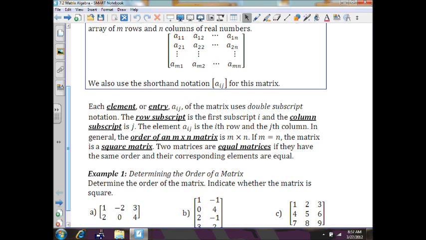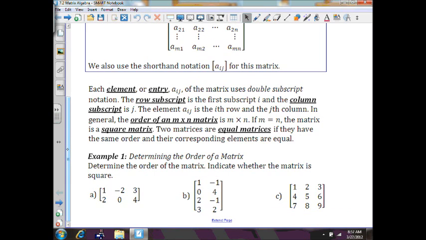In general, the order of an M by N matrix is M by N. If M does equal N, meaning the number of rows equals the number of columns, the matrix is considered a square matrix. Two matrices are equal matrices if they have the same order and their corresponding elements are equal.